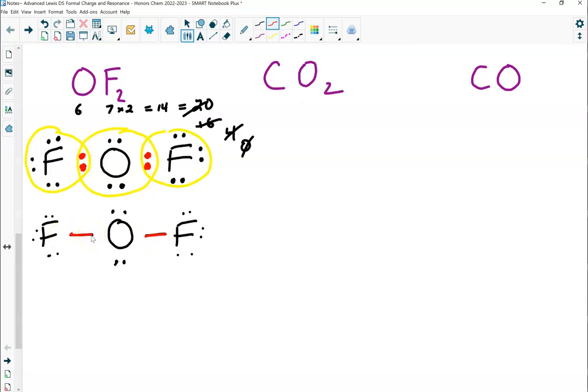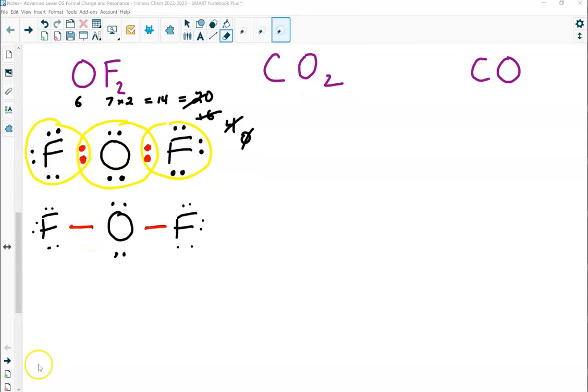With me? All right. Okay, now let's do CO2. Okay, so we're going to do CO2. I'll kind of do it more toward the center here. So carbon has how many? 4. Each oxygen has 6. So there are 16 total electrons that I need to place.